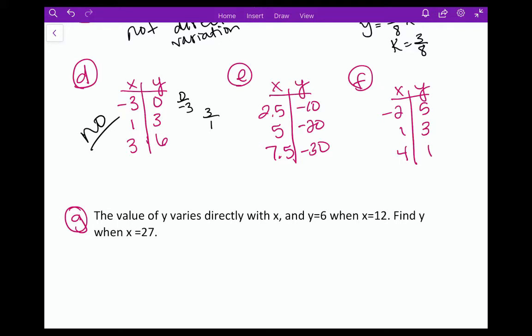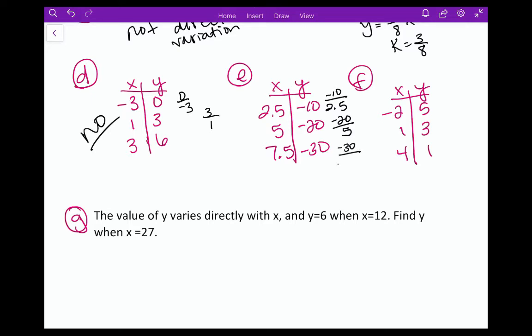The ratios have to be the same. So this ratio is negative 10 over 2.5. Then it's negative 20 over 5. Are those the same? Well, if I multiply the numerator and the denominator by 2, then I get negative 20 over 5. So that appears to be the same.